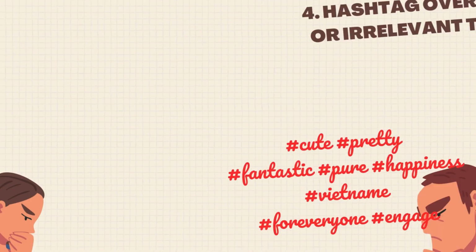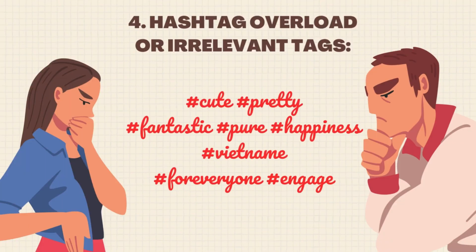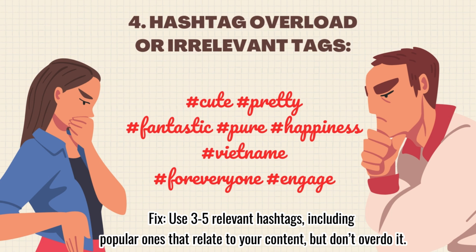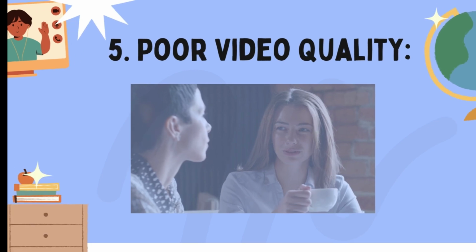Number four, hashtag overload or irrelevant tags. Using too many or irrelevant hashtags can confuse the algorithm and limit exposure. How to fix? Use 3 to 5 relevant hashtags, including popular ones that relate to your content, but don't overdo it. Number five, poor video quality.